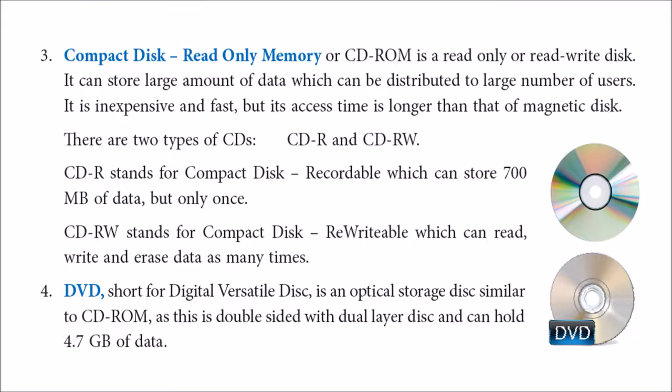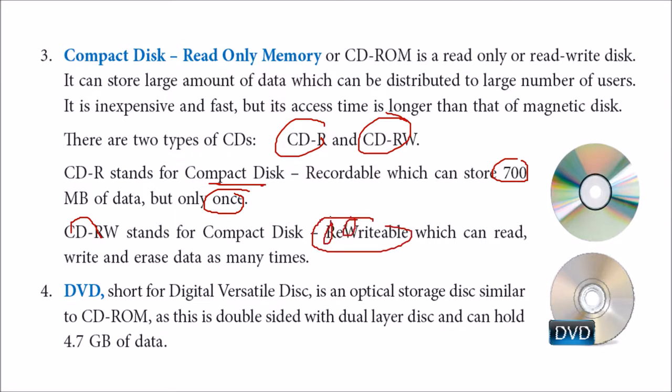Then this is the CD-ROM. This can be in two flavors: CD-R and CD-RW. CD stands for compact disk, and around 700 MB of data can be stored, but only once. With CD-RW, the data can be stored, then erased and stored again. So this is rewritable. RW stands for rewritable.